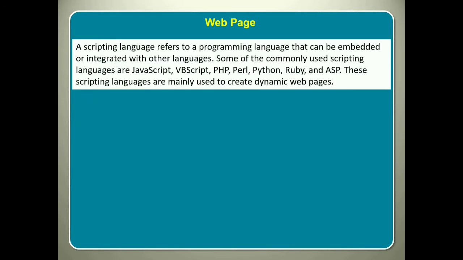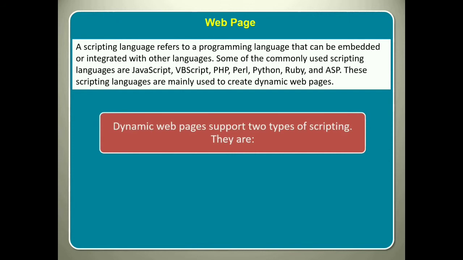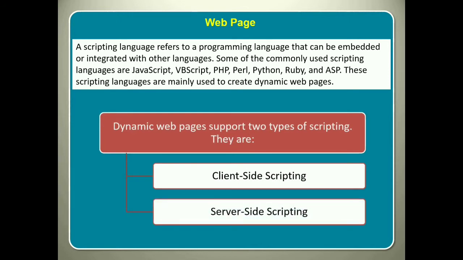While speaking about dynamic web pages, you must also know about scripting language. A scripting language refers to a programming language that can be embedded or integrated with other languages. Some of the commonly used scripting languages are JavaScript, VBScript, PHP, Perl, Python, Ruby, and ASP. These scripting languages are mainly used to create dynamic web pages. Dynamic web pages support two types of scripting. They are client-side scripting and server-side scripting. Let us look at these two types in detail.